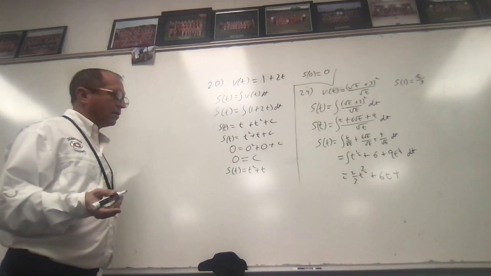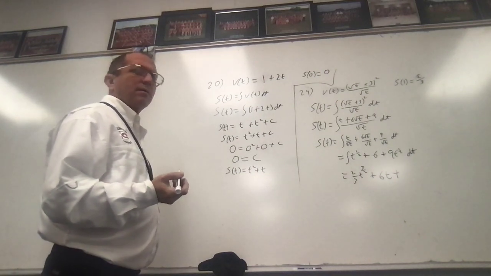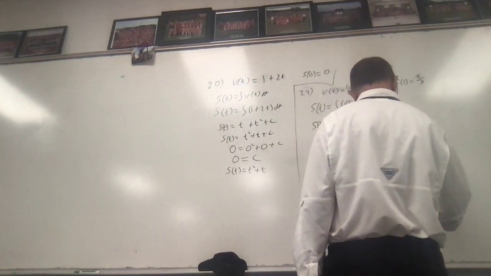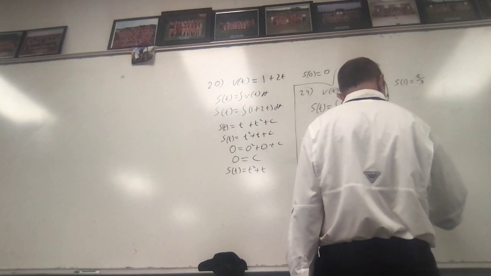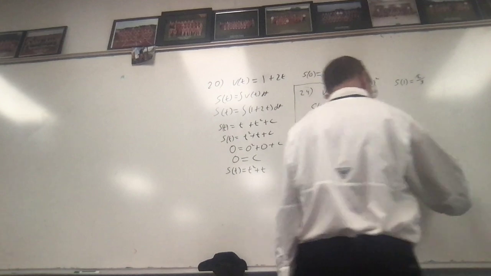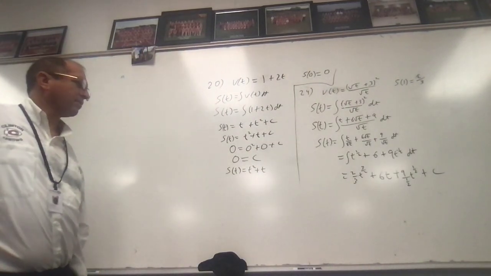All right, negative 1/2 plus 1 is positive 1/2. Okay. So it's 9 over 1/2 t to the positive 1/2 plus the constant. Any question there?